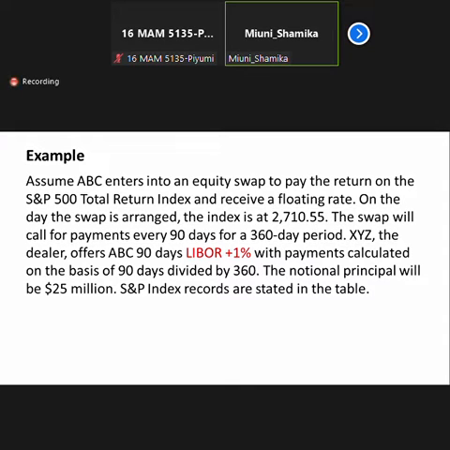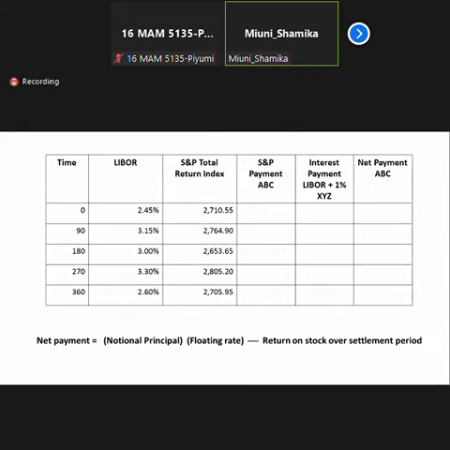XYZ, the dealer, offers ABC 90 days LIBOR plus 1. It's not just LIBOR, but LIBOR plus 1%, with payments calculated on the basis of 90 days divided by 360. The notional principal will be $25 million. S&P index records are stated in the table. So you are given the LIBOR rate, you are given the S&P total return index data.